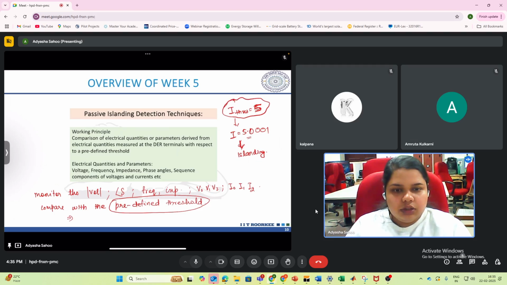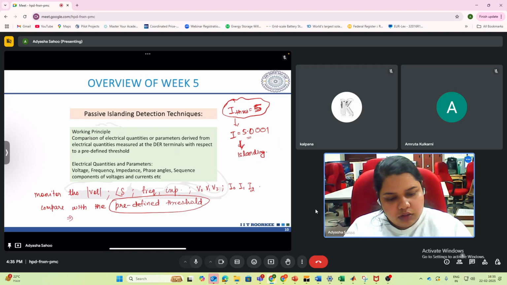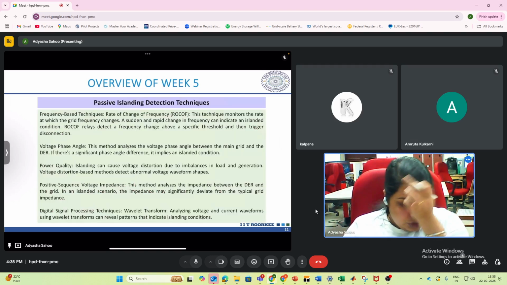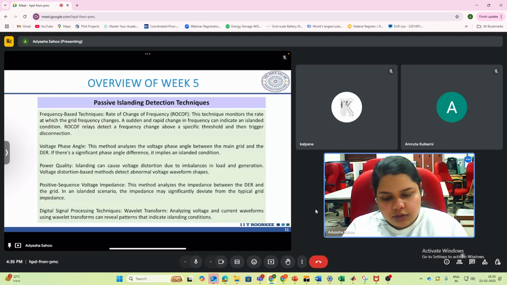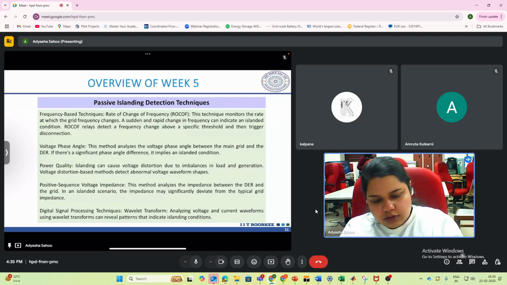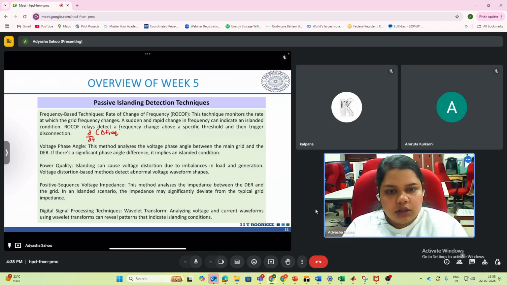So how to come up with this threshold value? That is the challenge here. So various types of passive islanding detection techniques are, firstly, ROCOF, which is nothing but the rate of change of frequency, basically d by dt of your delta frequency. So here you are continuously monitoring the rate of change of frequency, and if there is a sudden change in frequency, then we say that the islanding has taken place.